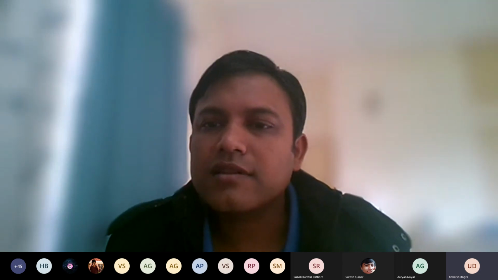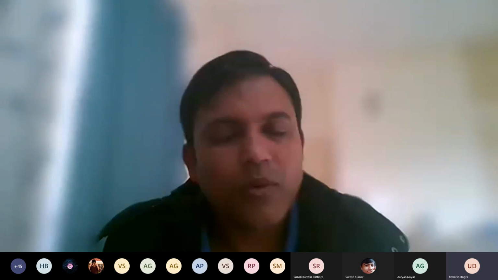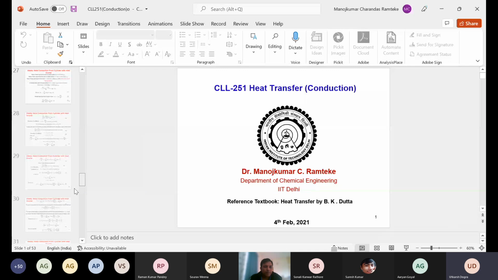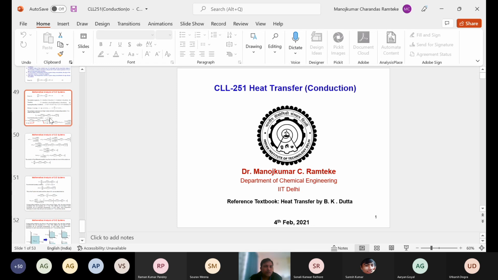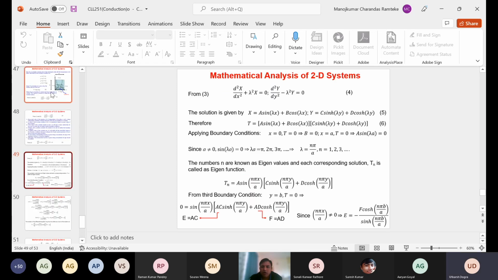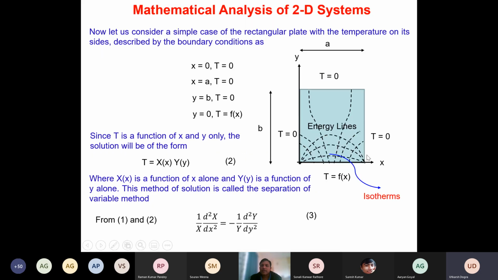So in the last class, when we started looking at two-dimensional heat conduction, there was some question regarding the individual solutions. The question was whether each of these lines corresponds to different values of n. The answer is no. Each of these lines does not correspond to different values of n.